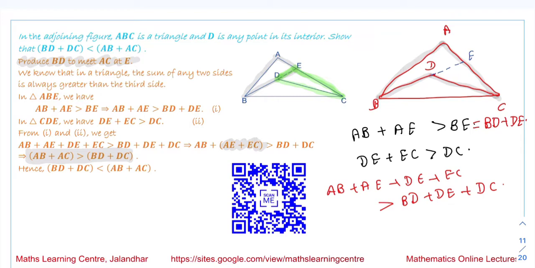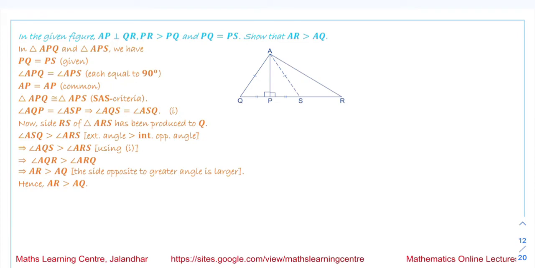In this question, we are given that AP is perpendicular to QR and PR is greater than PQ. Further, PS and PQ are equal. Now we have to prove that this side AR is greater than the side AQ.